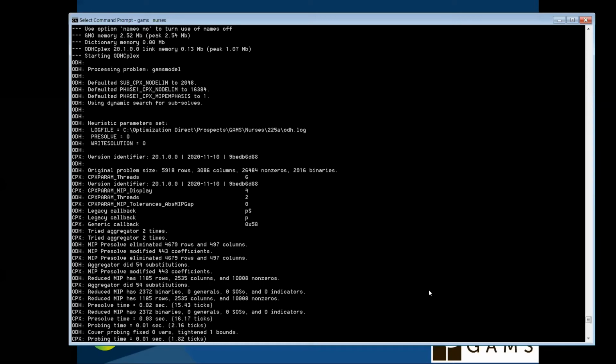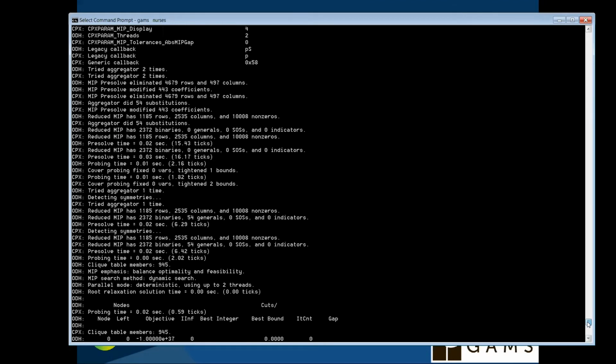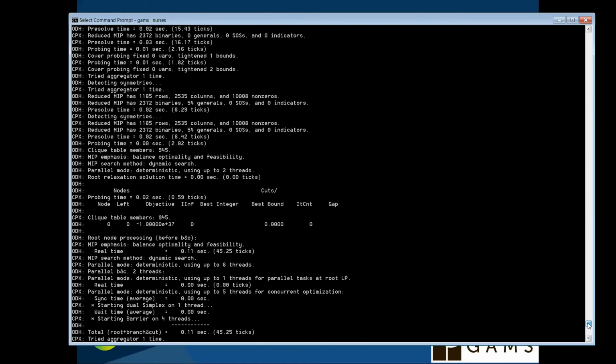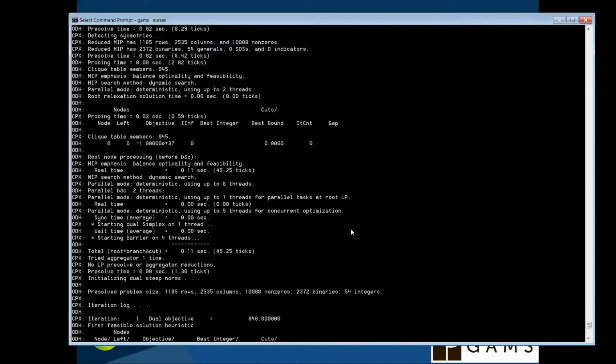So the pre-solves are getting different numbers of threads, and will typically do different things with respect to, say, probing, and may also do different things with respect to aggregation. So there may be some differences here between the pre-solves. Okay, well, after ODH has finished pre-solving, it goes and squirrels a pre-solved model away to deal with it. CPLEX, though, continues on its merry path.